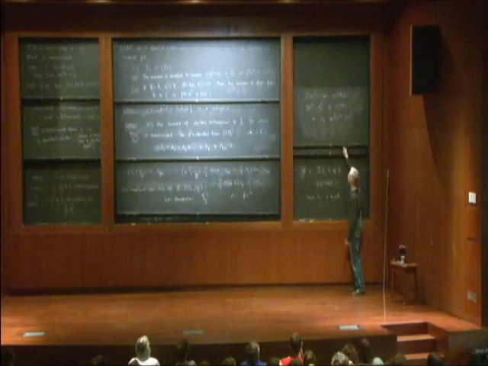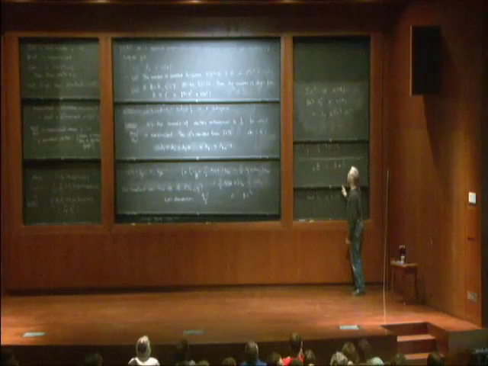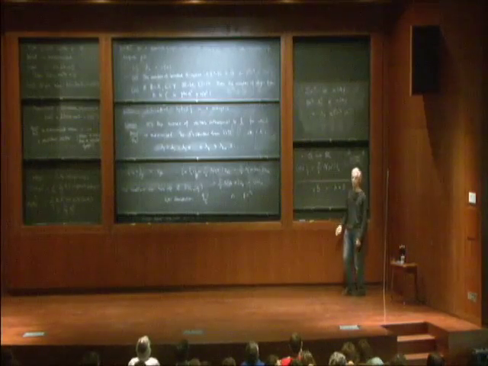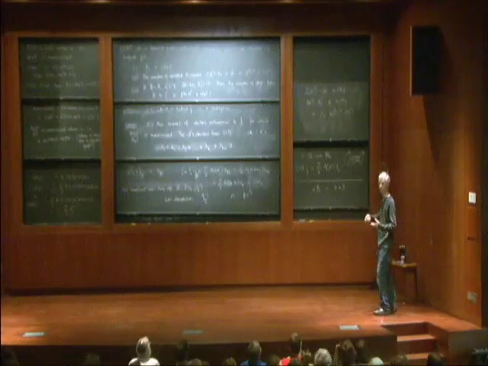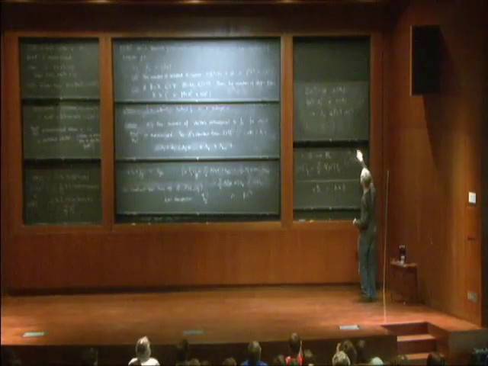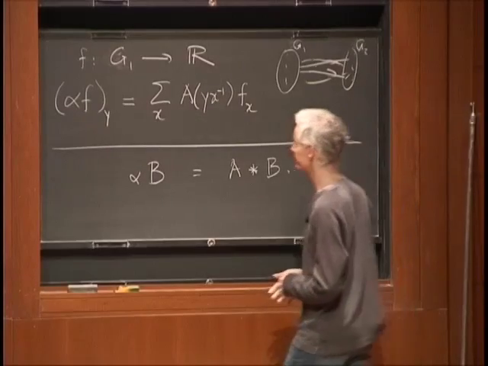So that tells us that any function that's orthogonal to the constant functions, when we apply the matrix alpha, its norm will increase by at most that amount.